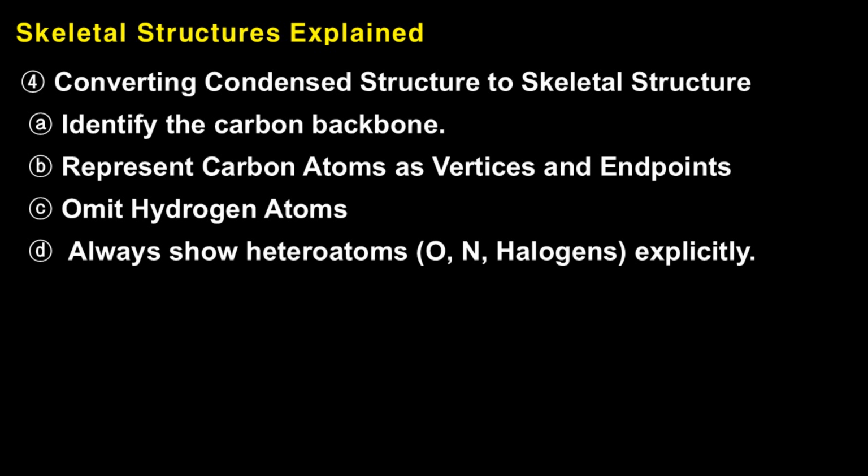To convert a condensed structure into a skeletal structure, you can follow these 4 simple steps. First, take a look at the condensed structure and figure out how the carbon atoms are connected, whether it's a straight chain, a branched chain, or a ring. Second, replace the carbon atoms with vertices and endpoints and draw the carbon-carbon bonds as zigzag lines. Third, leave out all the hydrogen atoms, since those are automatically inferred based on the number of bonds each carbon should have. And finally, always remember to include any heteroatoms, like oxygen, nitrogen, or halogens such as fluorine, chlorine, bromine, or iodine. These same rules also apply when you're working with cyclic structures.